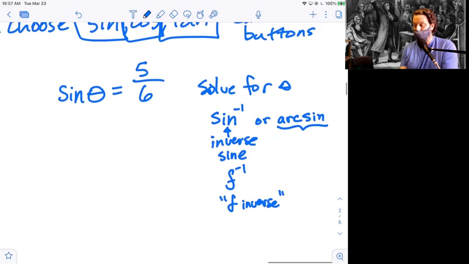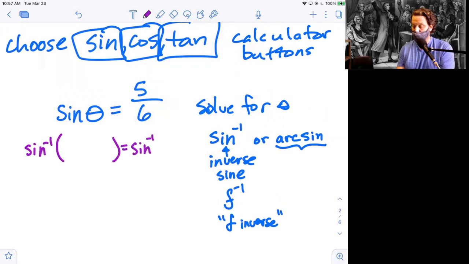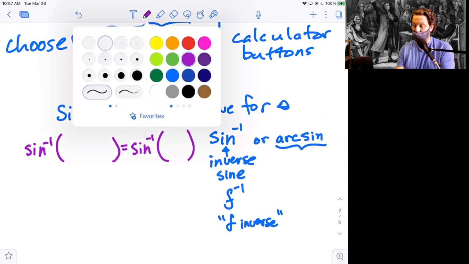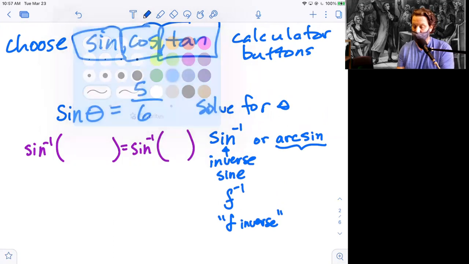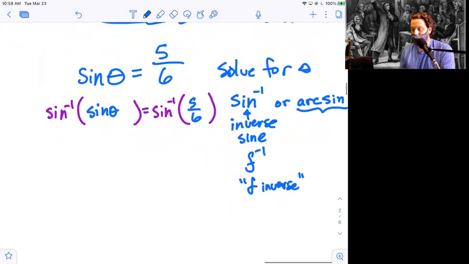All right, so here's what we're going to do, and I'll show this in this step here. If I take the inverse sine of both sides, it's an operation, so unlike multiplication and division or addition and subtraction, it has to go in the front. So I get this and this. I took the inverse sine of both sides. See that? In purple.